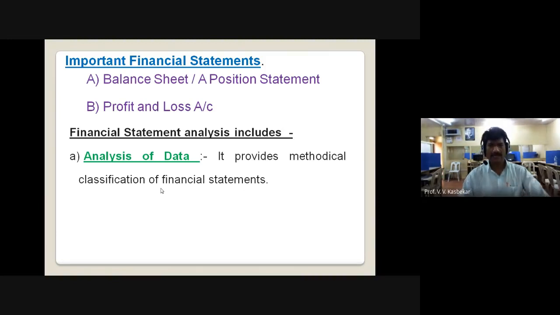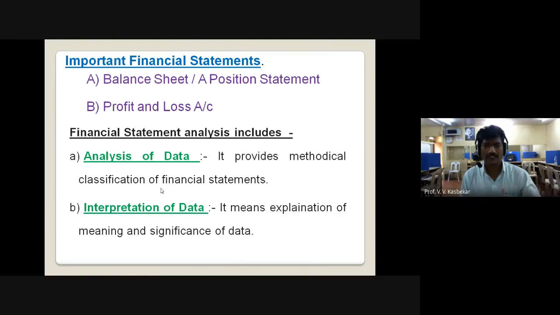From it we can classify the information, because of the methodical classification of financial statements: whether the accounts are assets or liabilities, grouping of the accounts, grouping of expenditure, grouping of income, analysis about costs of the business, profitability of the business. All this methodical classification we can get from analysis of data. Then, interpretation of data.